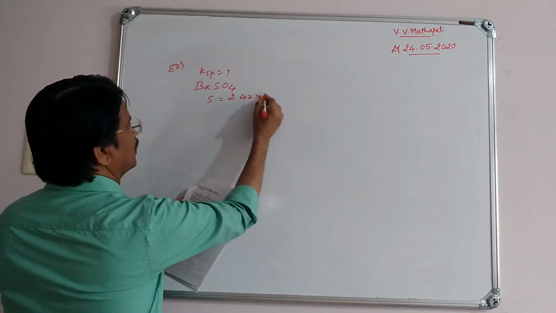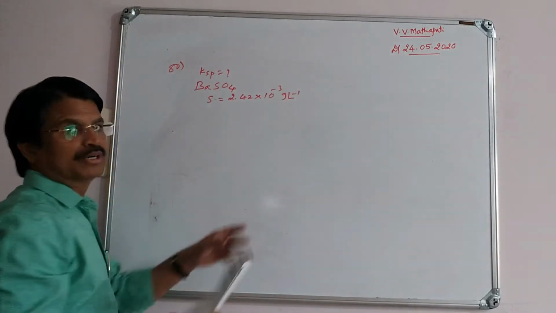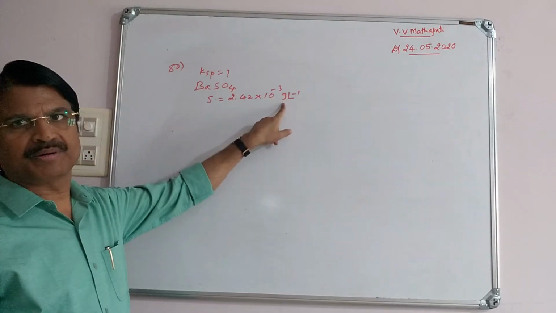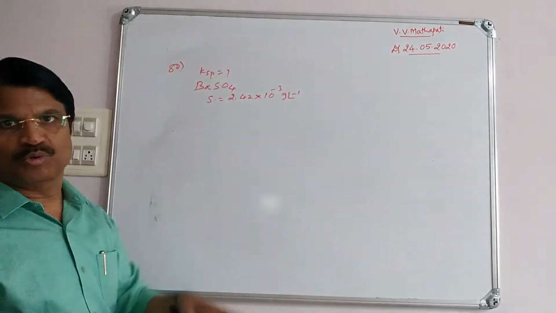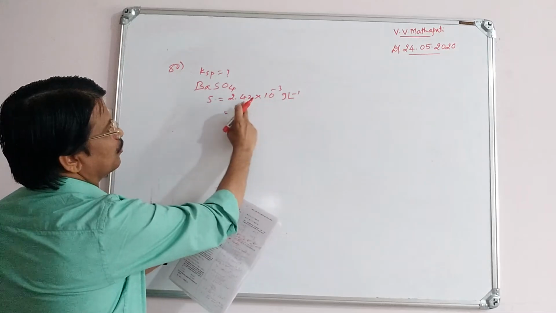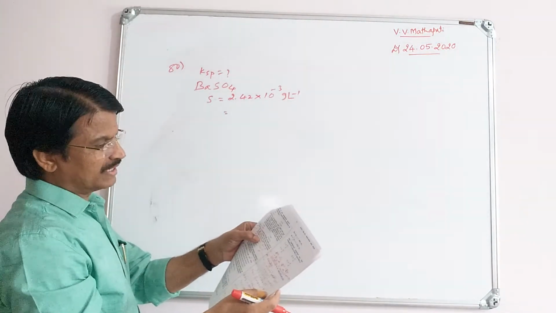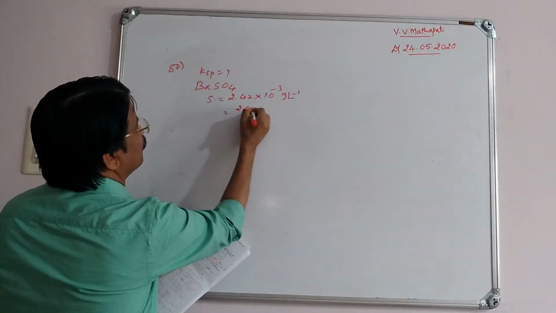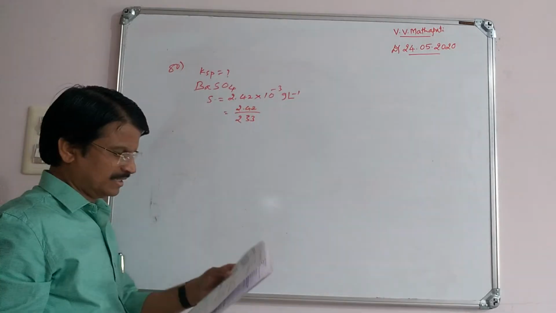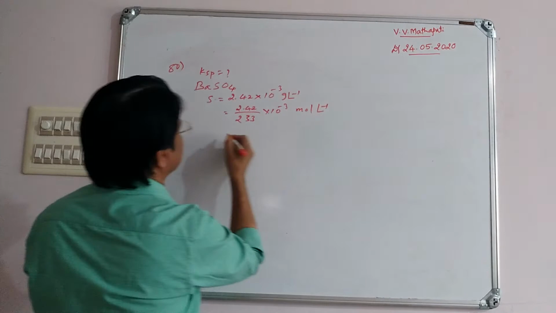gram per liter. Important here: gram per liter is given, but usually solubility or concentration is in terms of mole per liter. So you have to convert this value into mole per liter. In the question they give the molecular mass, and given mass by molecular mass equals mole. Hence, 233 is the barium sulfate mass, so 2.42 by 233 into 10 to the power minus 3 mole per liter.